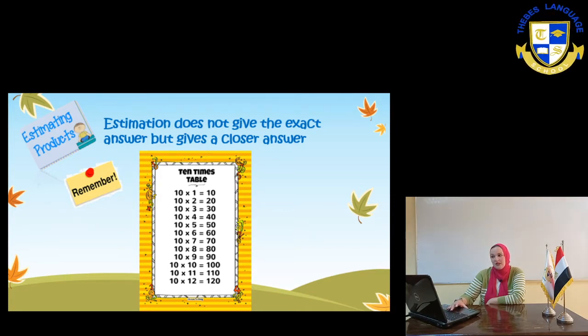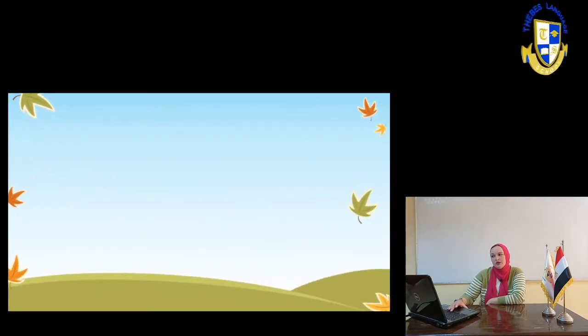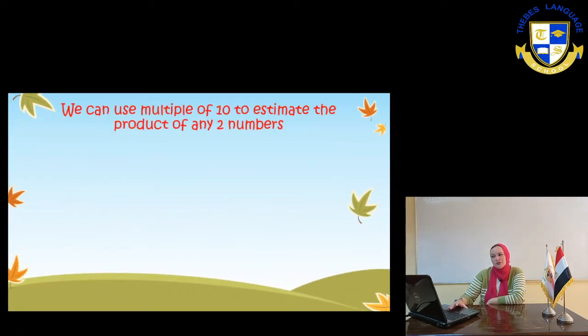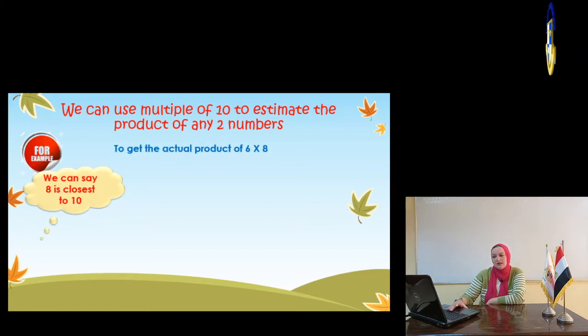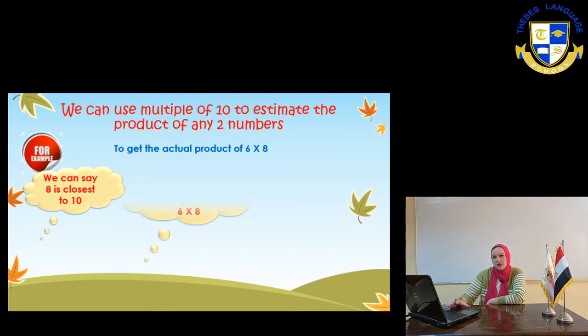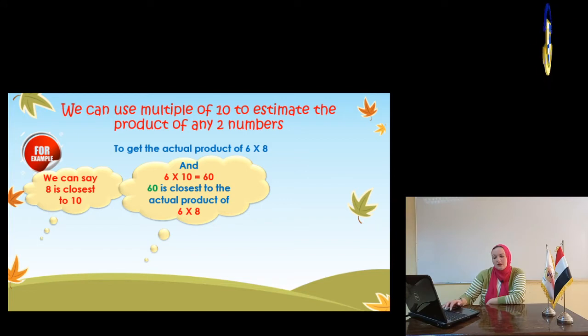Now in the next page, we can use multiple of 10 to estimate the product of any two numbers. For example, to get the actual product of 6 times 8, we can say 8 is closest to 10, okay? We are going to make 8, 10. Instead of making 6 times 8, we are going to make 6 times 10. So the result will be 60. 60 is the closest to the actual product of 6 times 8, okay?